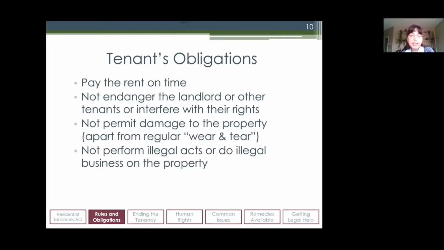Now let's talk about tenants' obligations. Like I said, the tenants have rights, landlords have rights, but also both parties have obligations. So the tenant is obligated to pay the rent on time. If you remember, a couple of slides ago, I told you that if the copy of the contract is not delivered to the tenant within 3 weeks, then they can stop paying rent. But otherwise, there are no exceptions. The tenant has to pay rent.